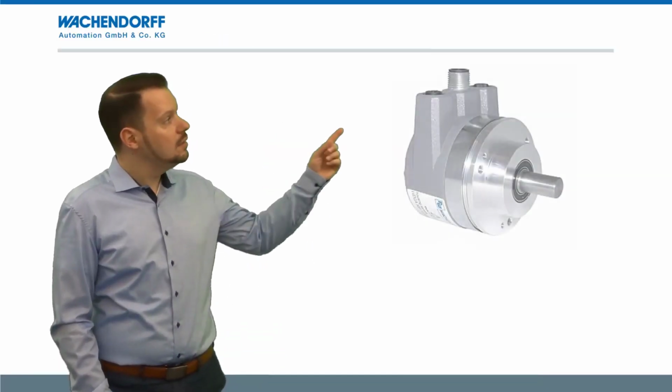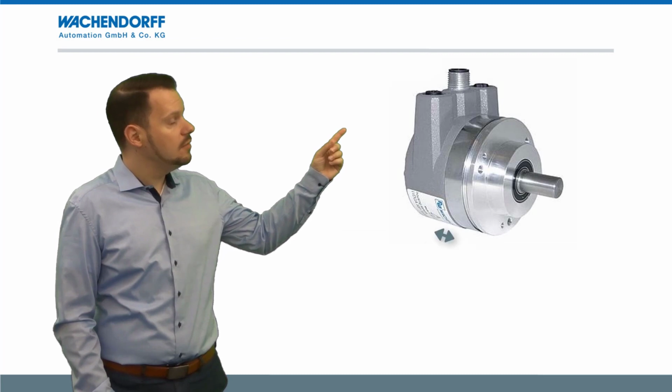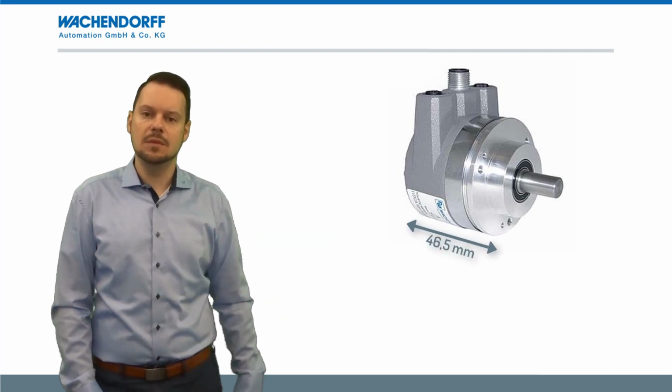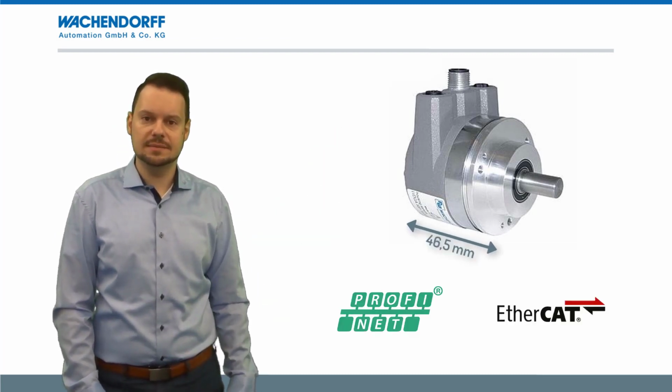In this video I will show you how you use the one-click option to change a universal IE encoder to a PROFINET or EtherCAT encoder. For the demonstration I use the WDJA85F, the most compact encoder with PROFINET and EtherCAT.